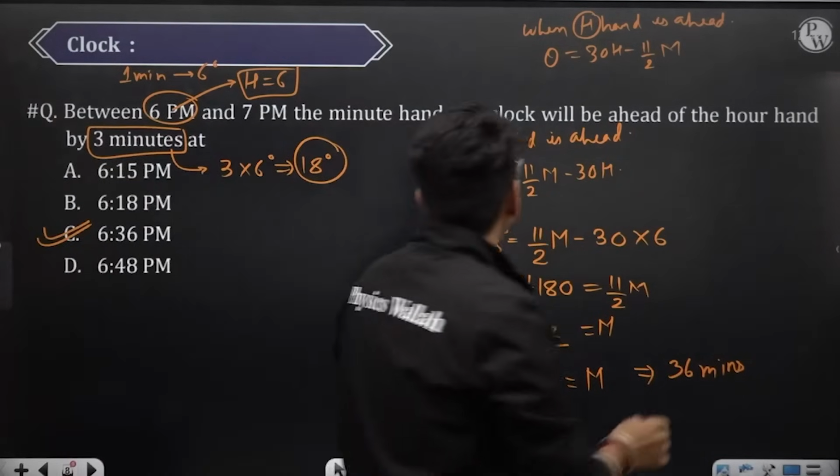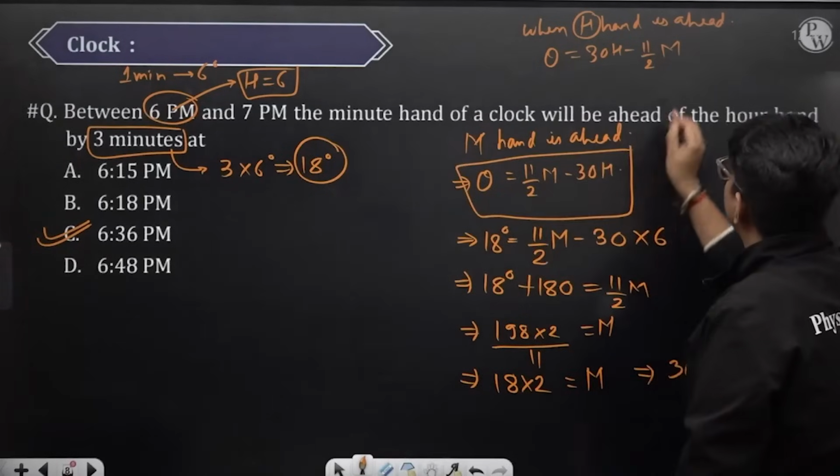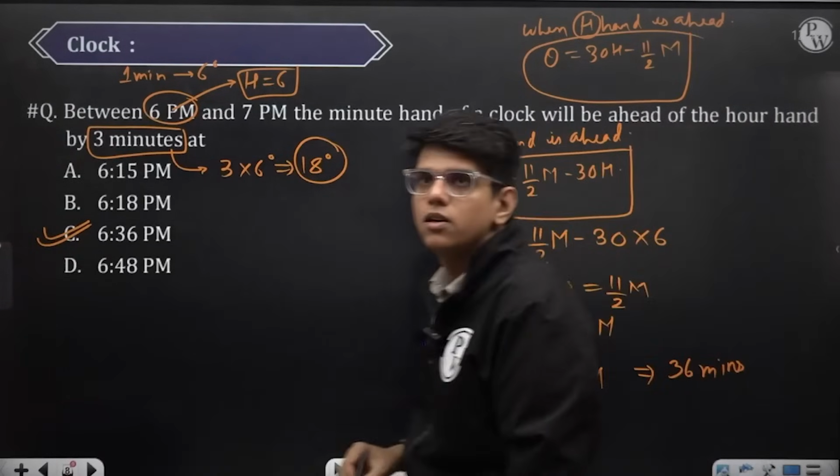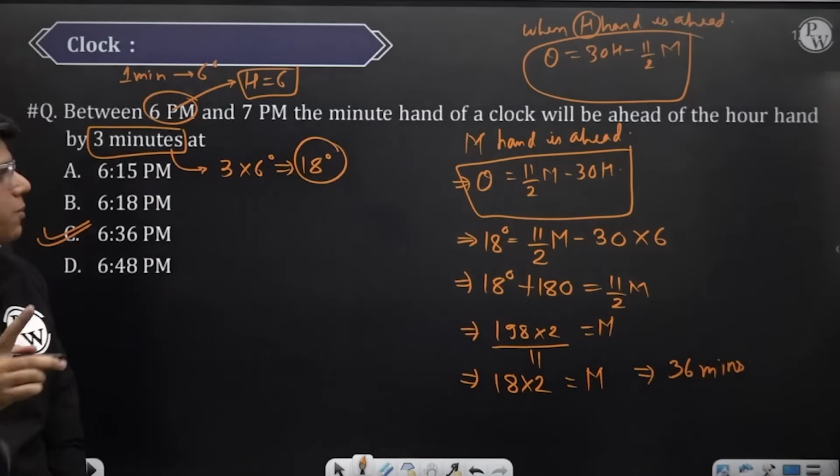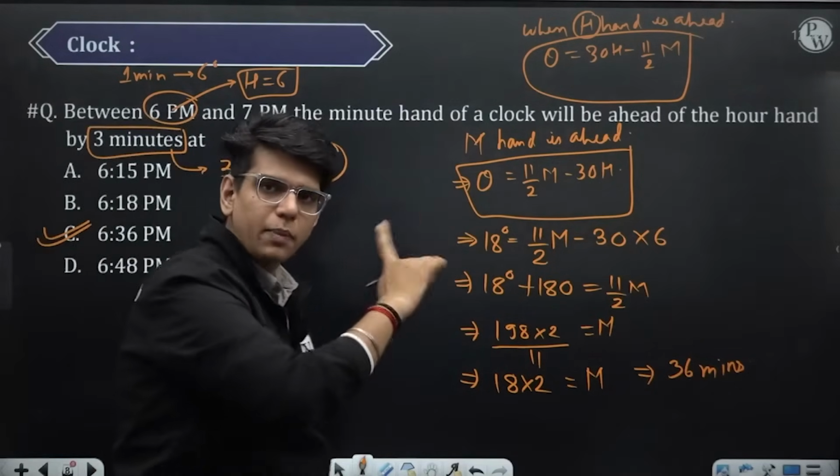Okay, so you can remember these formula. If you directly get a question on this, you can solve it, right? So this is the second type of question that can be asked in clock. The first one I already told you.